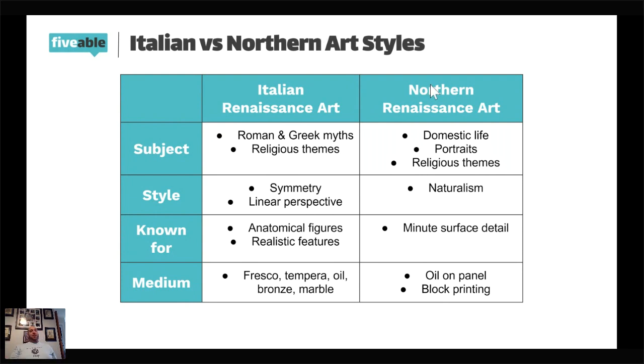So contrapposto would be, maybe an arm bent and a leg bent on one side, and on the other side, the arm and the leg would be straight. While in Northern Renaissance art, it's more natural. It's going to be a more naturalistic style, more naturalistic poses. It's going to focus more on what you're naturally going to do or look like. In Italian Renaissance art, they're known for that anatomical correctness, which they did get away from medieval art.